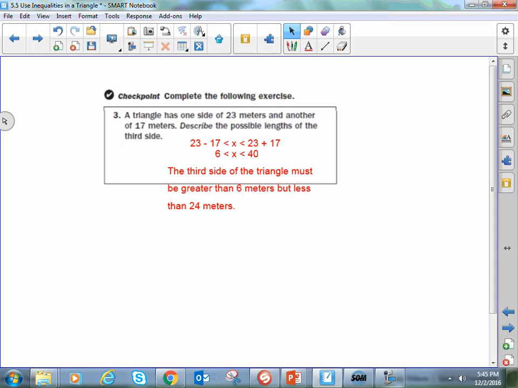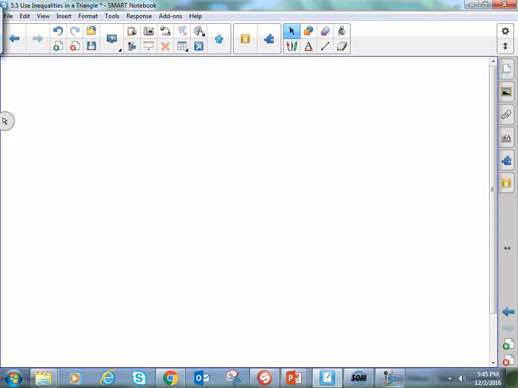So here I would say the third side of the triangle must be greater than 6 meters but less than 24 meters. It tells you exactly what we're looking for, but it doesn't need to be overly complicated or long. A statement like that is a step in the right direction as far as communicating mathematical ideas in English. And that's one of the things that, when you get into calculus, they're going to be expecting you to be able to do on an AP exam.